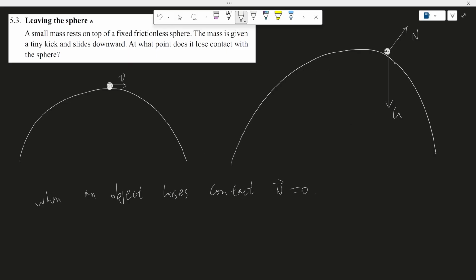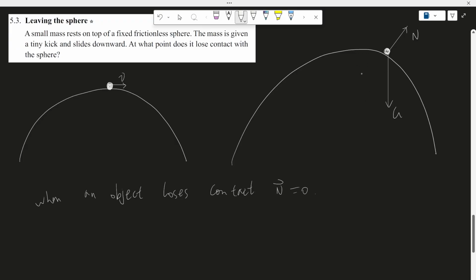So let's try to break the forces down into tangential and radial directions. Because for this mass to go around this sphere, we need a centripetal force pointing radially. And that's why we want to decompose forces into radial and tangential directions. So let's try to do that.